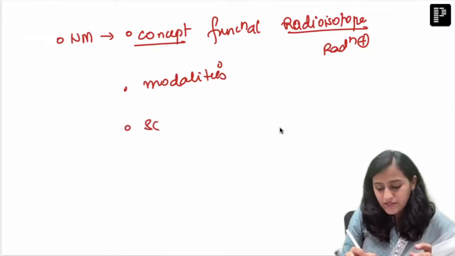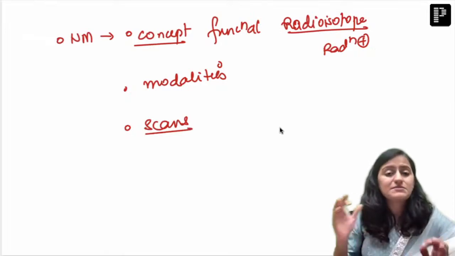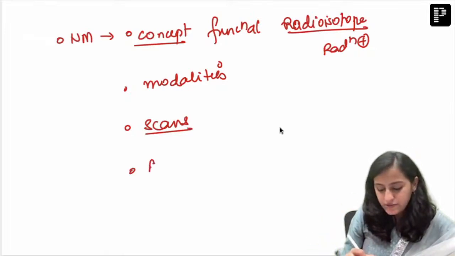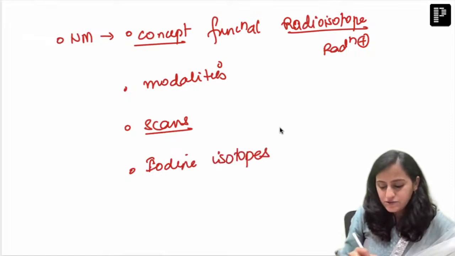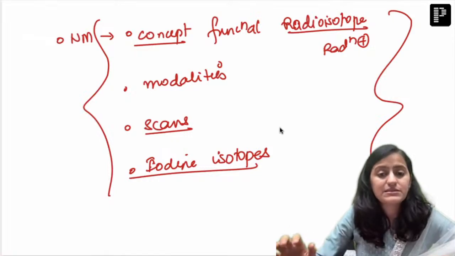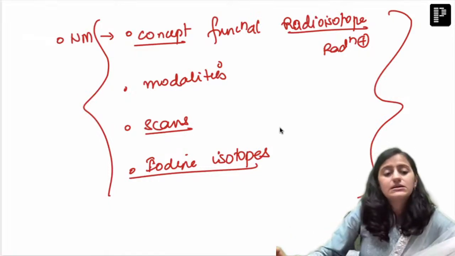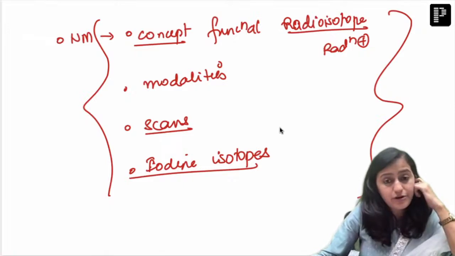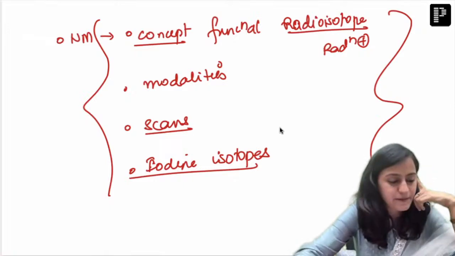We have learned about the names of the various nuclear scans depending on the organ that we want to image, right? And then we have had a look at the iodine isotopes as well. So this is the most important stuff in nuclear medicine that you need to know for your exams. Right, this covers the majority of the stuff.